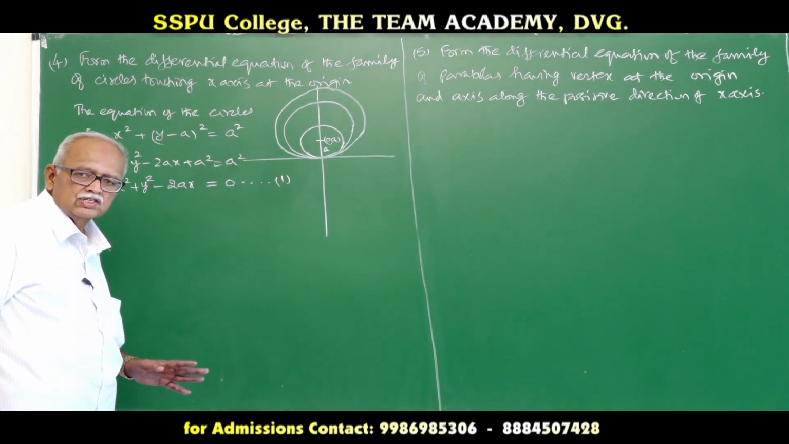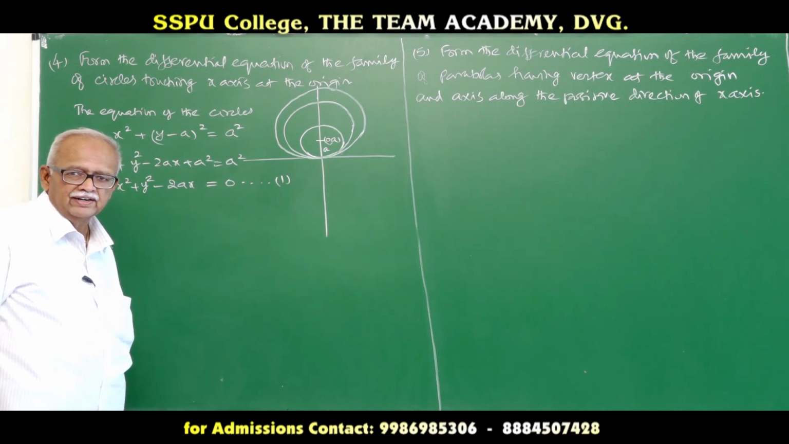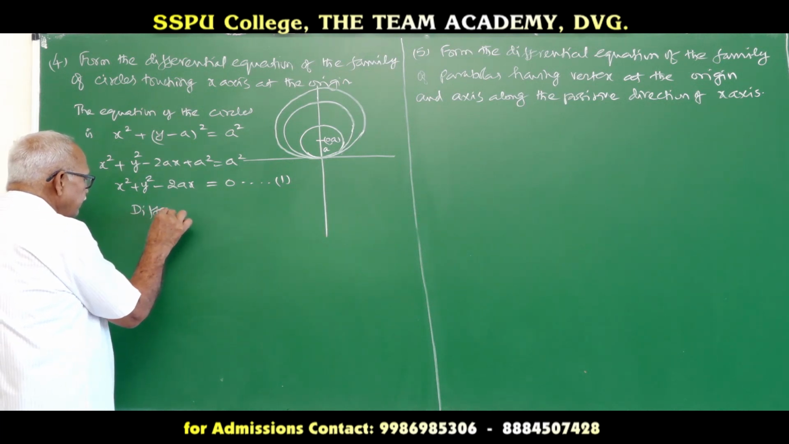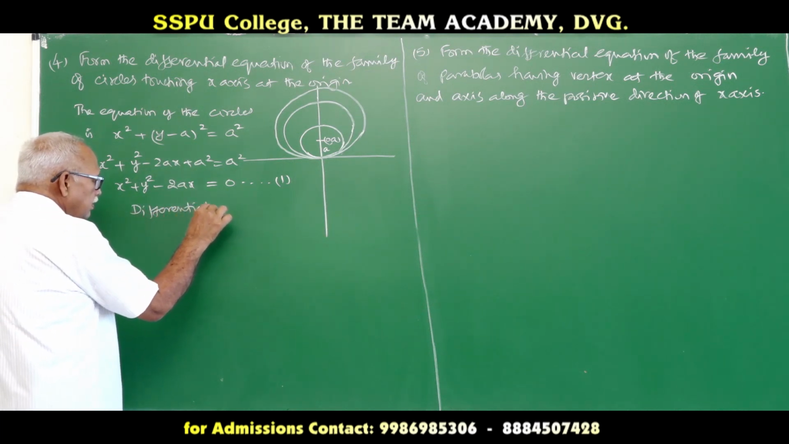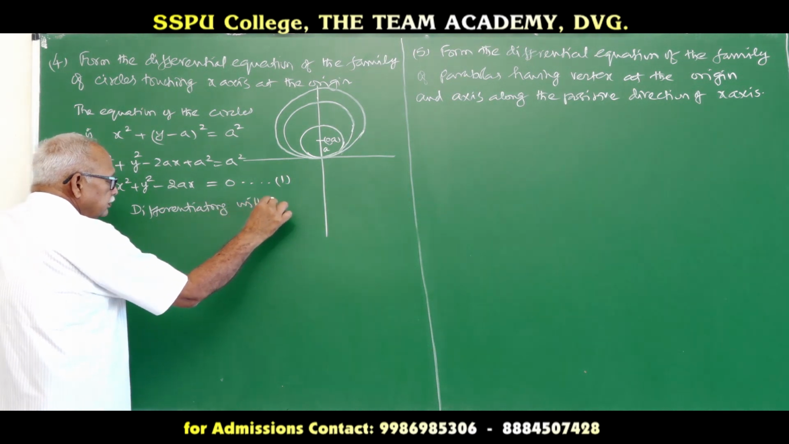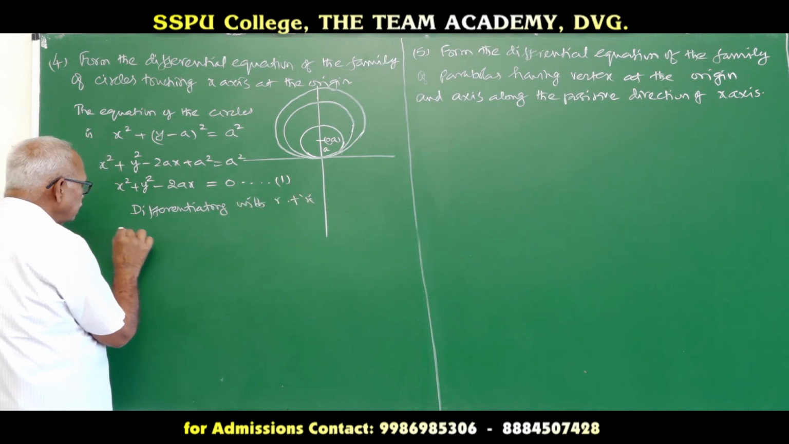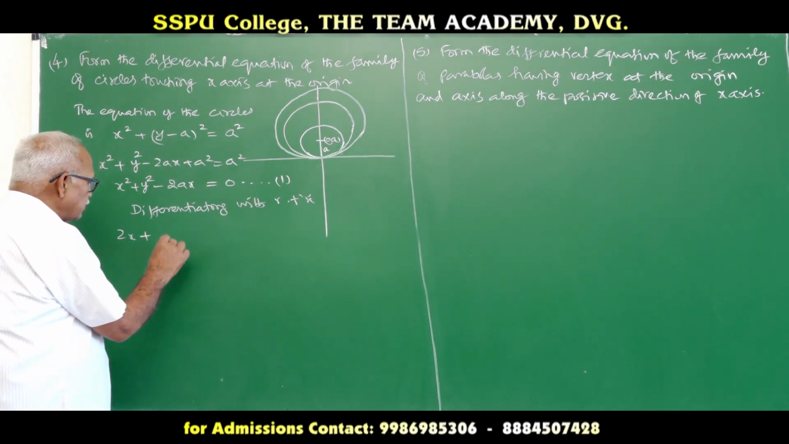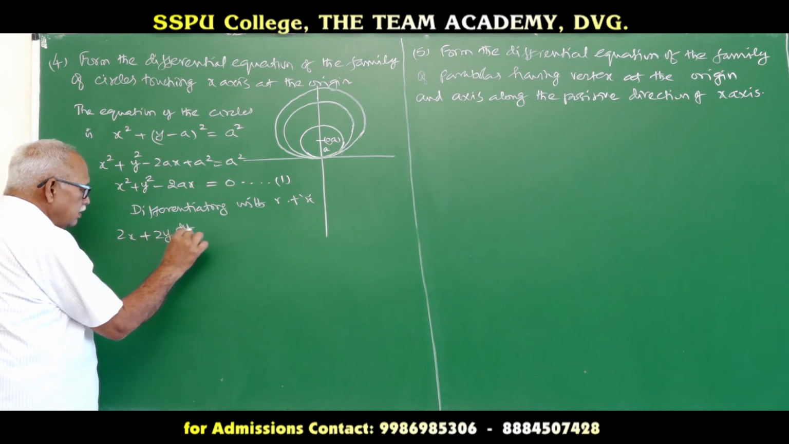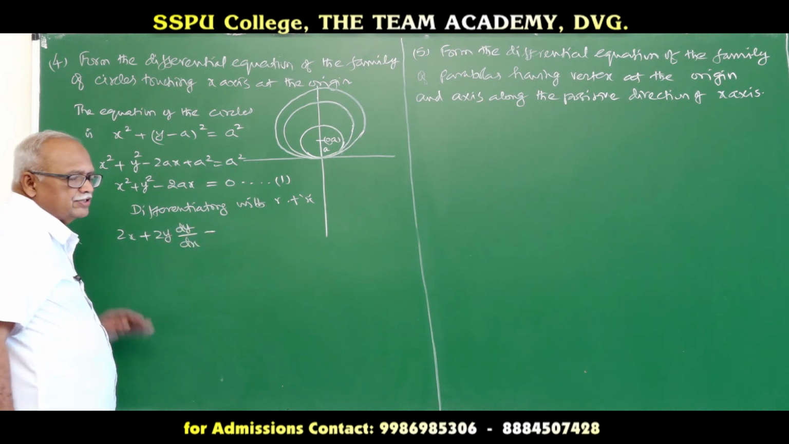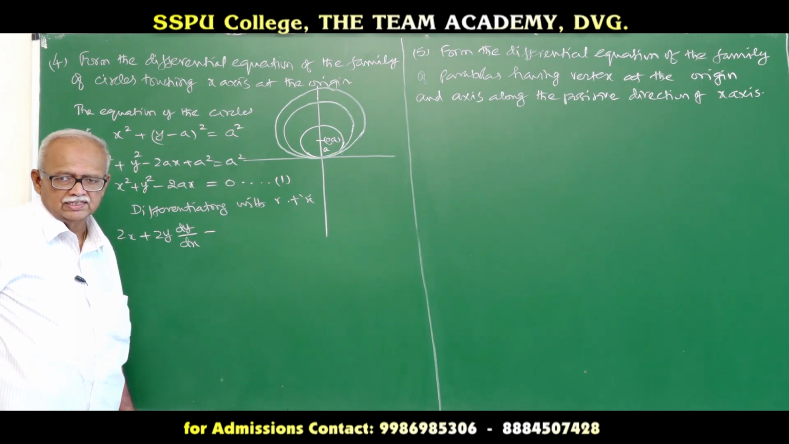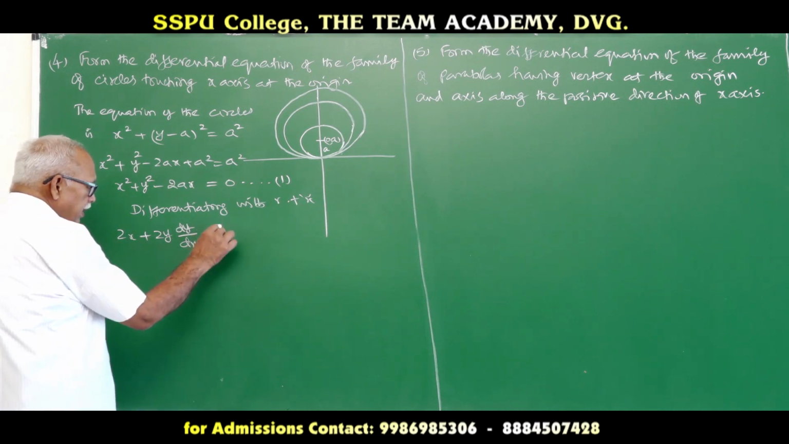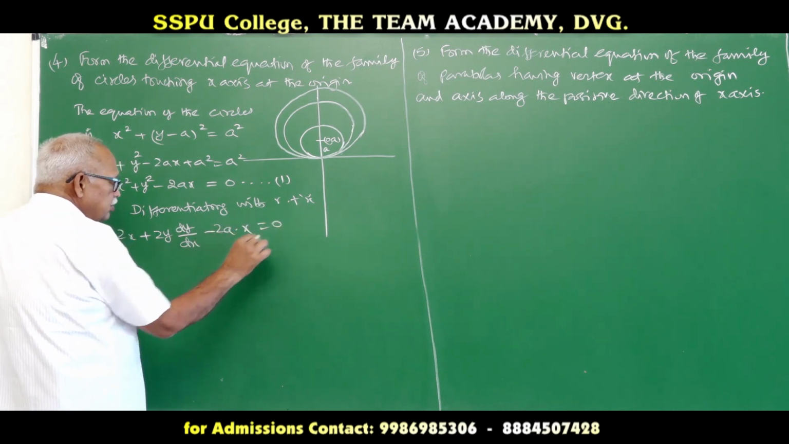For that, what is the first step? We have to differentiate the equation. So, differentiating with respect to x, x square differentiation is 2x, y square differentiation is 2y dy by dx. What is the differentiation of 2a? 2a is a constant. So, 2a multiplied by function x. So, minus 2a into x is equal to 0.